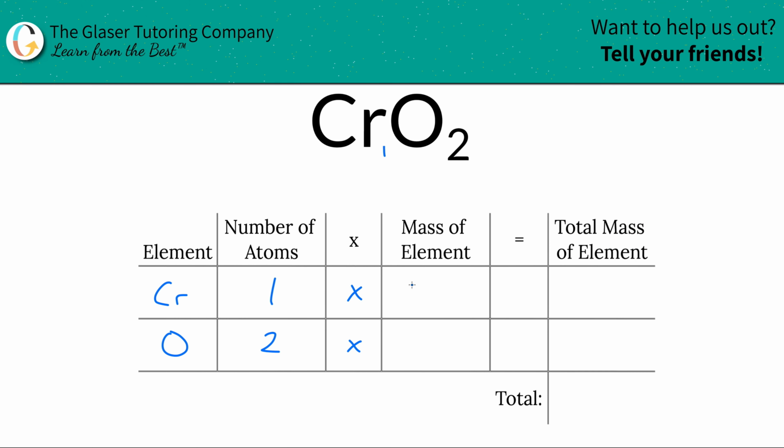So let's write those down. The mass of chromium is 52, and the oxygen is going to be 16. Each oxygen weighs 16, each mole or each atom. The magnitudes are the same, but the units differ.